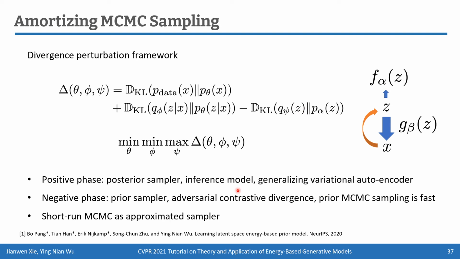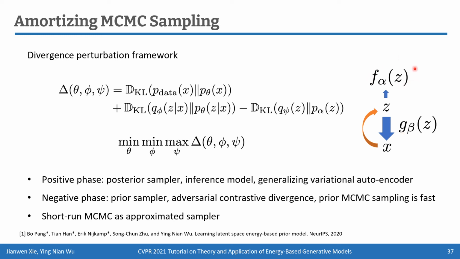And in fact, you can also use this objective function and this theoretical framework to justify the use of short-run MCMC as an approximate sampler. And in fact, usually you can simply attach the posterior sampling, because this actually needs backpropagation through this top-down network. So it takes a little bit more time.